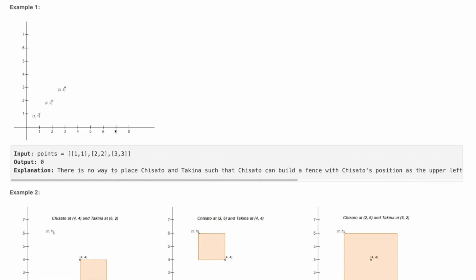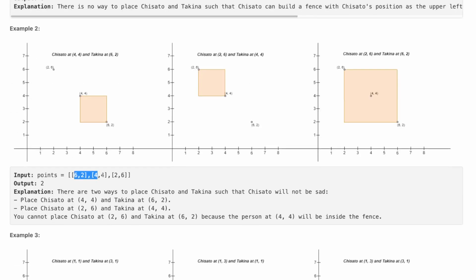So let's take some examples. Let's say these are the 3 points that are given, in other words, there are 3 positions where you can stand a person, and among these points, one of the ways where Chisato will be happy is you place Chisato at 4 4, Takina at 6 2. In this case, Chisato is at the top left corner, Takina is at the bottom right corner, and if you build a fence around this in a rectangular fashion, there are no other people in this fence, and hence Chisato will be happy. So this is one valid way where Chisato will be happy.